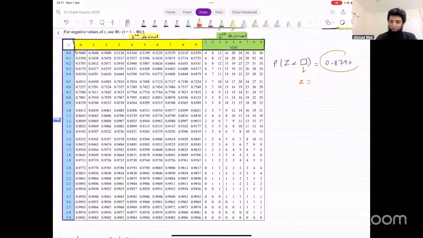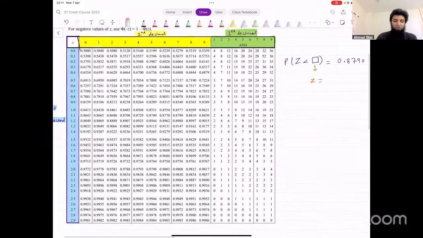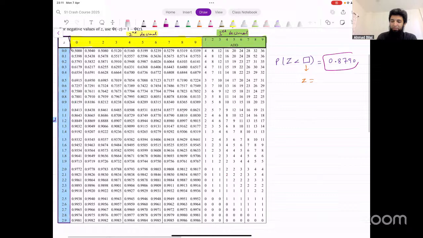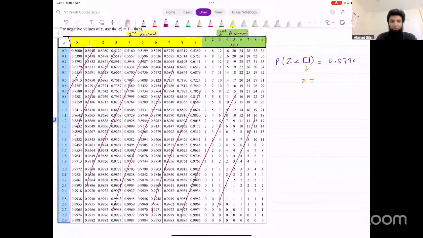How would you do this? You have the probability given and you have to find the z value. Earlier, what we used to do was we used to look at the z values in the first column, in the first row, and we used to find the probability from that. Now we are given the probability. The probability is 0.8790. We would be looking at this region in the table. This region represents probability, right? We would look for that number in this region, 0.8790. Do you find that number anywhere here?